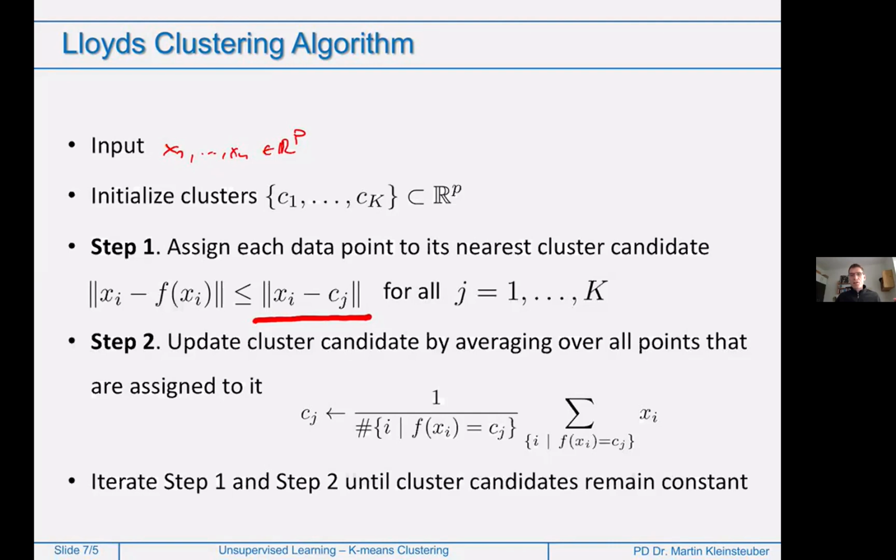Well, is the initialization of CK random? No, probably not. Right? You would probably not use it completely random. You can use it random theoretically, but in practice, you would probably choose randomly out of your training data x1 to xn, and then run a few iterations.